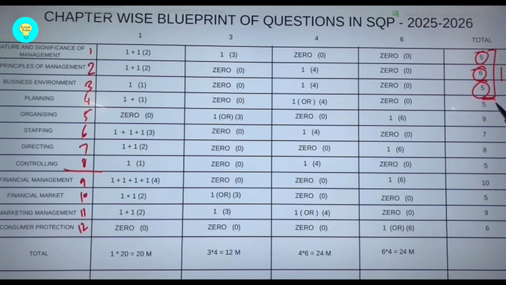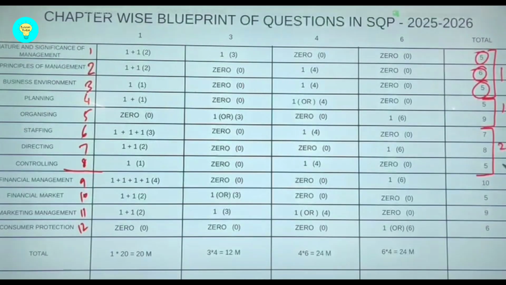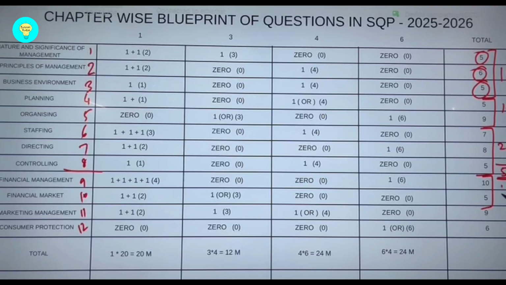Then chapters 4 and 5 have got 14 marks, and chapters 6, 7 and 8, that is staffing, directing and controlling, are for 20 marks. So this is how part A of your book has got 50 marks in total. If we sum it all, then it will be 50. And the second part of your book, that is financial management and market, has got 15 marks.